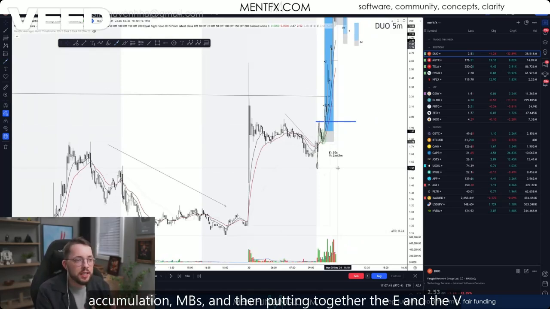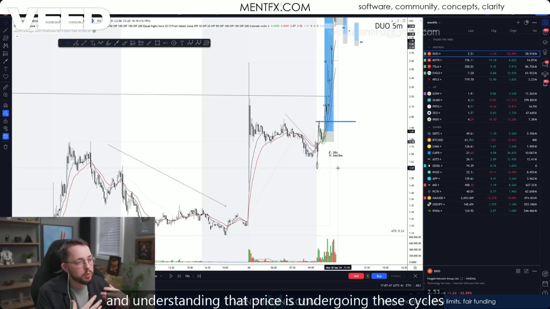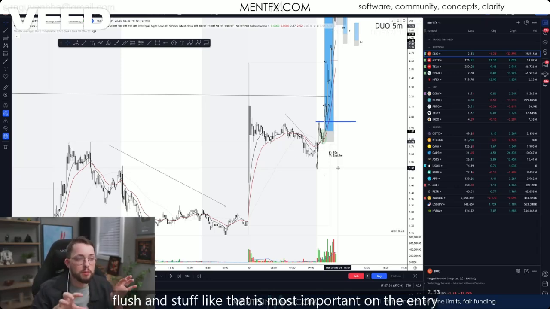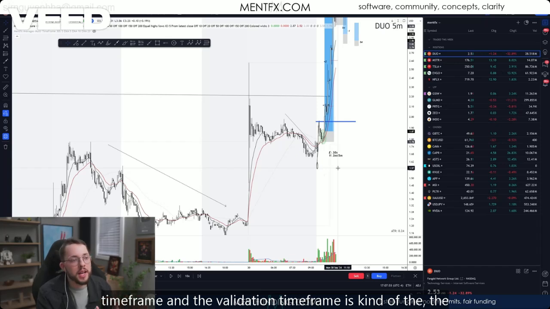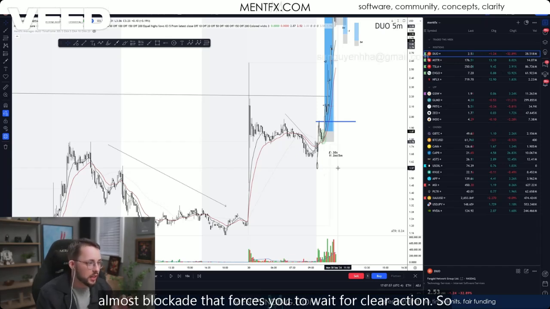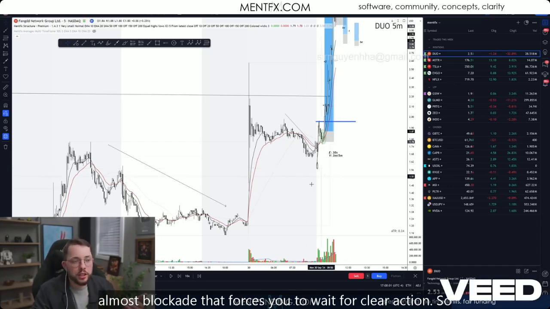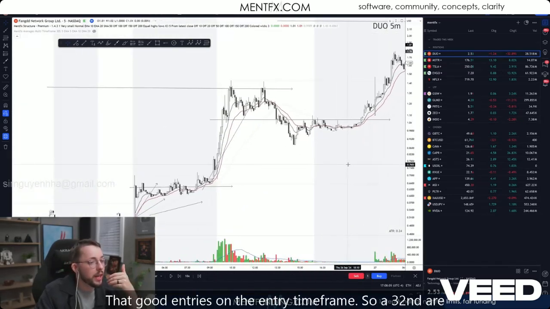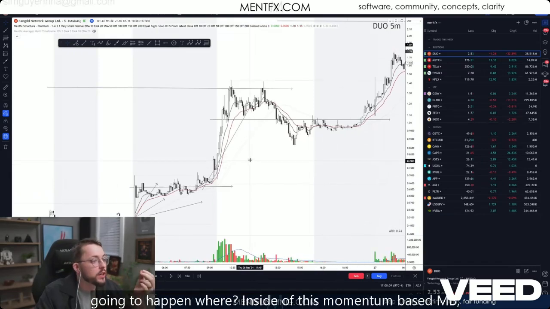putting together the E and the V and understanding that price is undergoing these cycles multiple times, where the cycle to entry or the overall major flush and stuff like that is most important on the entry time frame, and the validation time frame is kind of the almost blockade that forces you to wait for clear action. So for instance, just looking at this action, we know, right, that good entries on the entry time frame, so a 30-second, are going to happen where?